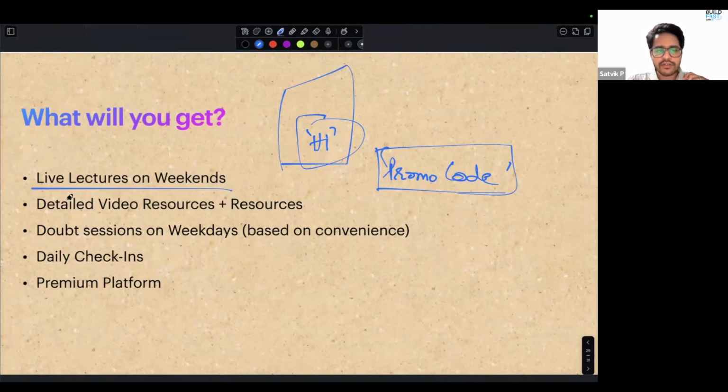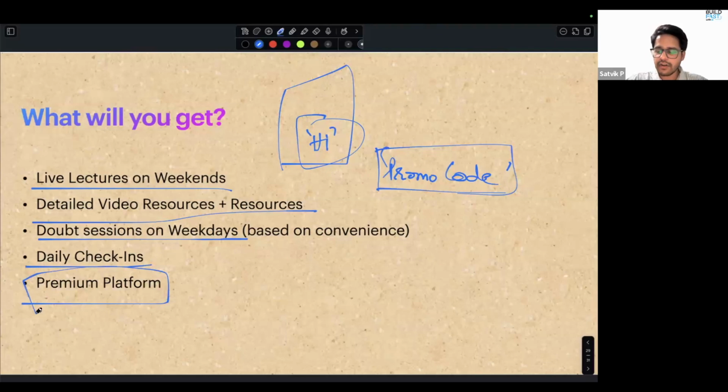So what will you get in the course? You will get access to the live lectures that happen during weekends, hundreds of detailed video resources, along with doubt solving sessions where you can ask any questions about AI. If you want to build any personal projects and you want our help, you can ask me directly. We'll be sending you daily check-ins, and you will get 1 year access to our premium platform. Things in generative AI are changing day by day, and even in 2 months a lot of things will change. So by accessing this course, you get 1 year access to the premium platform, where you can watch all the latest videos.